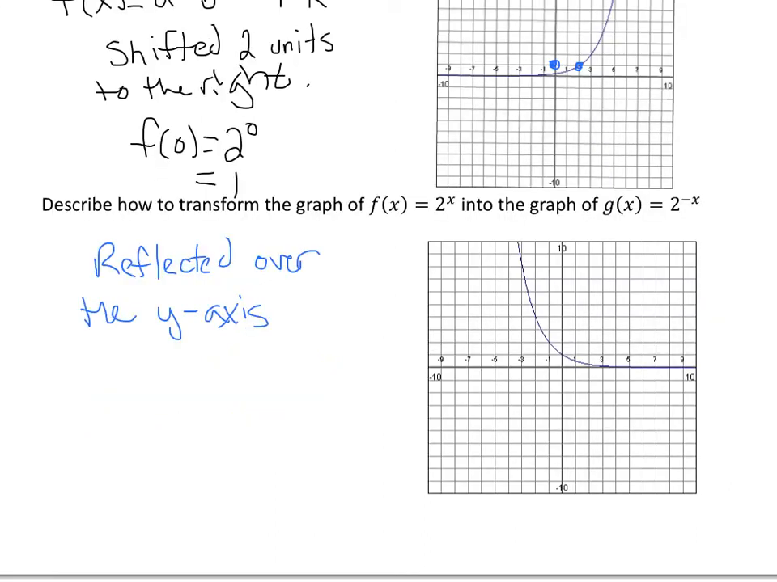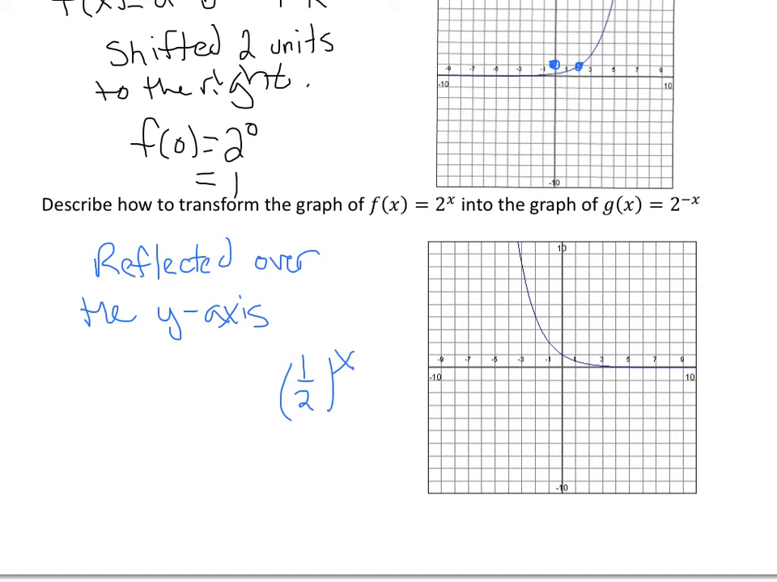So see how the initial point here stayed the same, but instead of going up, it's coming down. So since it was reflected, that's like a decay factor. Okay? And if you think about that, doesn't the negative exponent mean to take the reciprocal of the base? So that would be like 1/2 to the x.